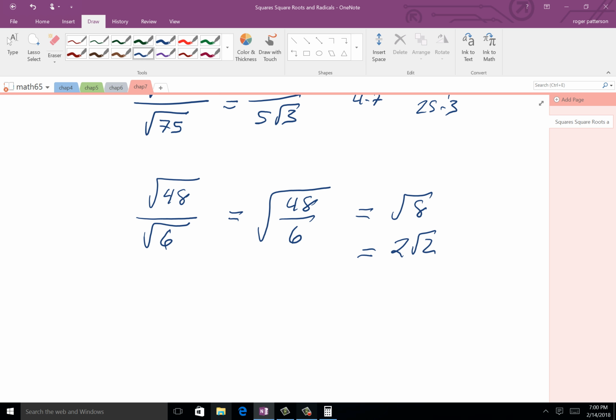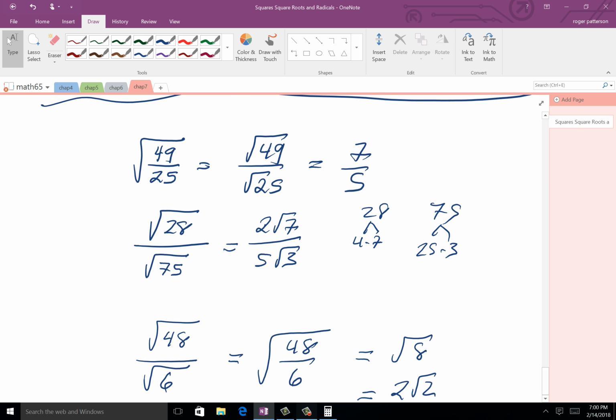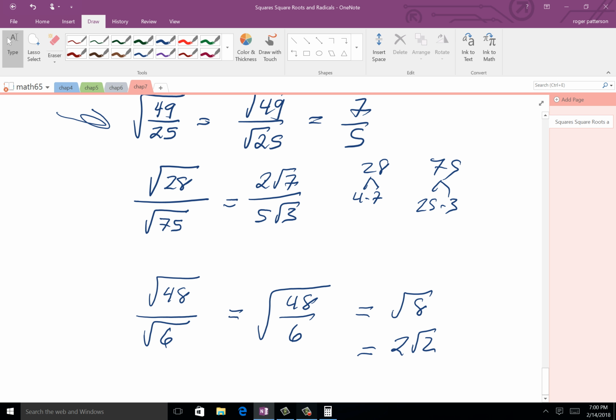Okay, you can either treat it like this one and just do that in your head, 7 over 5. You can see we could have written this one as a single root, but it wouldn't have gained us anything because these don't reduce. So it doesn't make a difference. 48 over 6, I can reduce that one, so I'll just treat it like this and go from there.